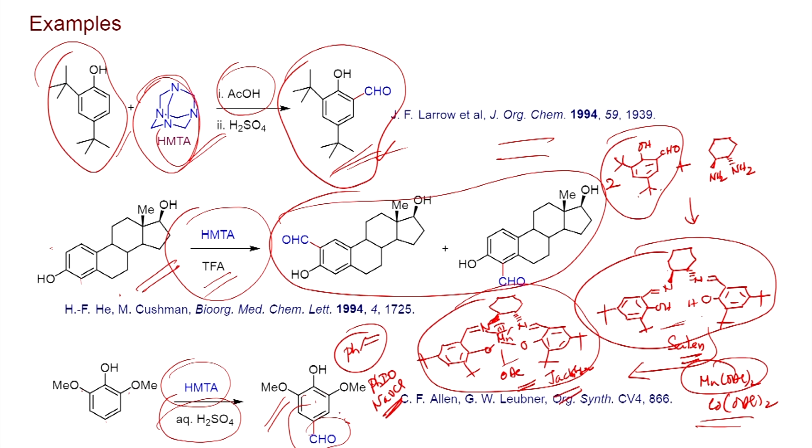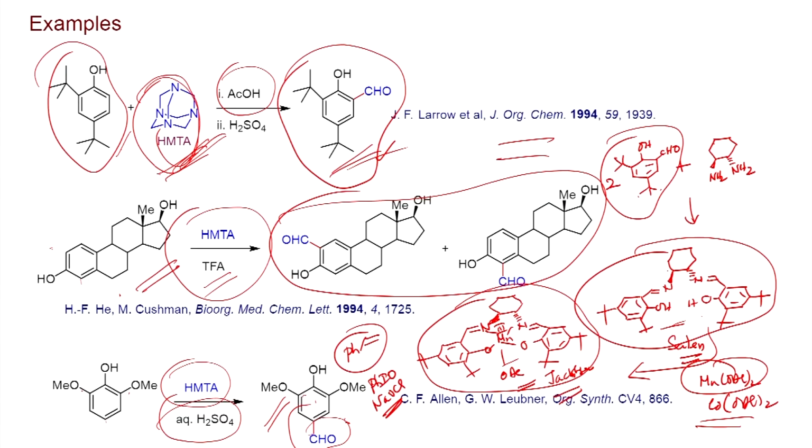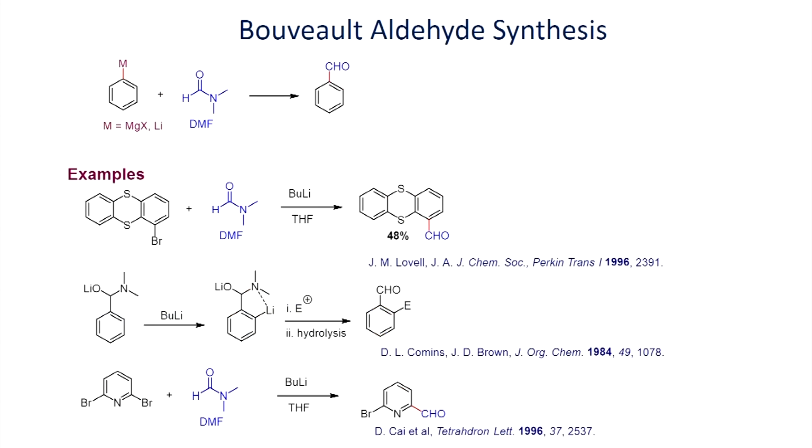if you want to introduce the aldehyde functional group in the aromatic ring, you can use hexamethylenetetramine, which is also very easy to make. Just as I mentioned, if you react formaldehyde and ammonia, then you will be able to form this. This is also commercially available. You can buy it, and if you react with an electron rich aromatic system in the presence of aqueous acid, you will be able to introduce the aldehyde functional group. Now, let us look at another example, the reaction of aryl magnesium halide or aryl lithium is shown.